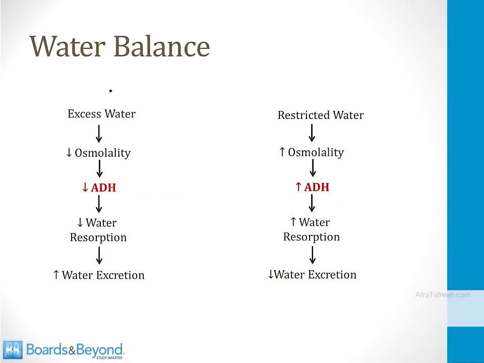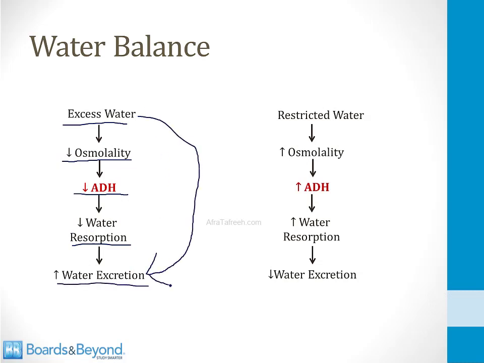The way the body maintains water balance under normal conditions is shown on the screen here. When you consume excess water, this briefly lowers the plasma osmolality by diluting the solutes. This will trigger a decline in ADH release, and therefore there will be less water resorbed by the kidneys. This will lead to more water being excreted, and thus the excess water you took in is matched by water excretion, and the plasma sodium level stays normal.